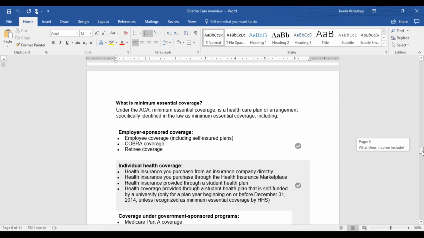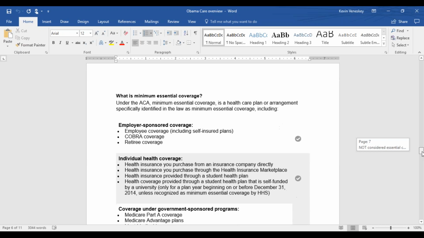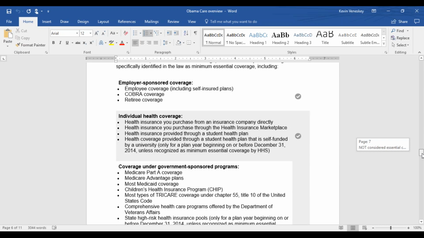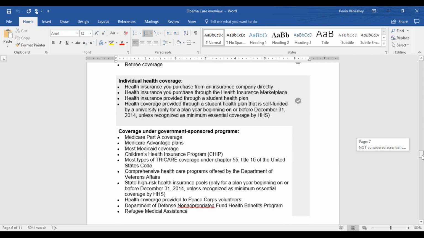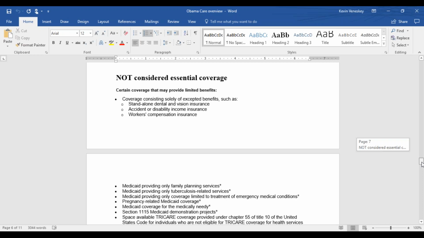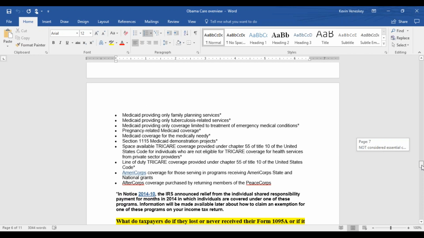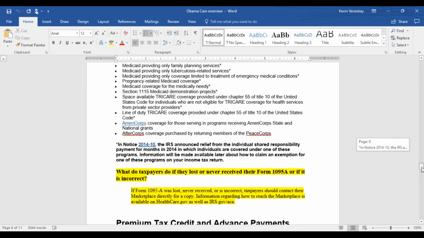Okay, let's keep coming down. Minimal essential coverage basically means you have full medical benefits. Having just dental benefits doesn't count. There are different things on here that you'll see, things that are not considered essential coverage, but most of them are kind of obvious that they would not be considered coverage.